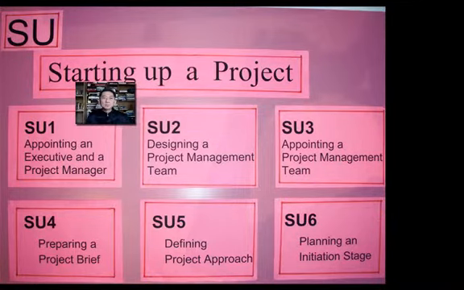Okay, now let's look at starting up a project. Fundamentally, you notice that these are the activities that have to happen before you start a project. So before you start any project, there's a quick checklist of all these things to make sure that they are in place. Notice that the first thing you see within the starting up a project process is appointing an executive and a project manager. Why, you might ask? Can't I just appoint a project manager and let him get on with it and do the job?